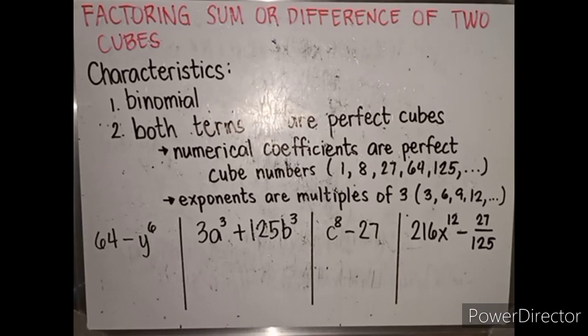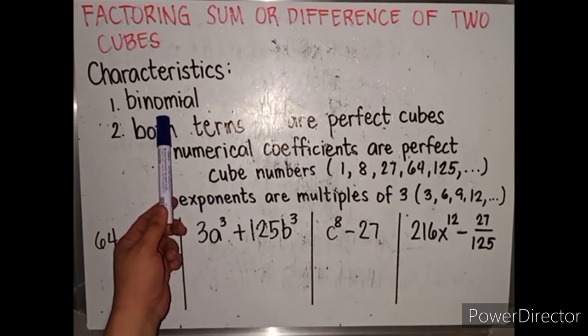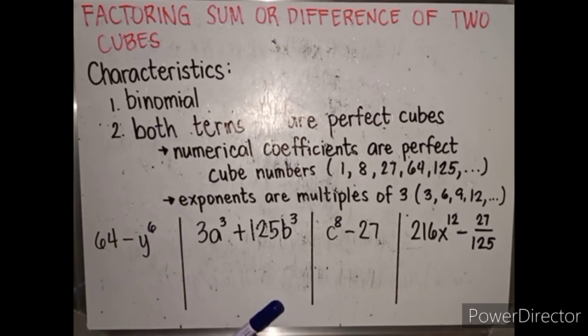Let us go now to the characteristics of an expression that is factorable by sum or difference of two cubes. Okay, one is it should be a binomial. Dapat dalawa lang ang terms niya. Then the other one, both terms are perfect cubes. So anong ibig sabihin ng both terms are perfect cubes? Ibig sabihin, yung numerical coefficients are perfect cube numbers. Perfect cube numbers are 1, 8, 27, 64, 125, and so on in that pattern. And then, exponents are multiples of 3. So, 3, 6, 9, 12. Those are the characteristics na dapat meron siya.